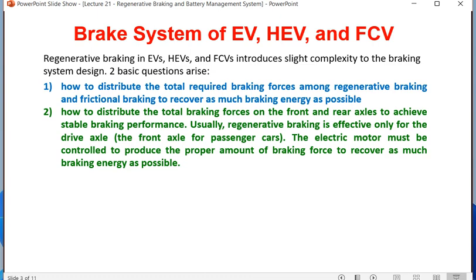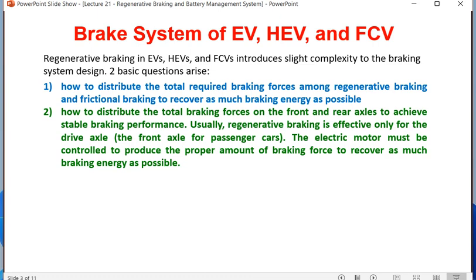But how much brake force should be applied in the front axle to the front wheels, how much brake force should be applied to the rear wheels, this is also another question. So all these things follow a certain algorithm, and the ECU decides how much brake force should be generated at the front wheel, how much should be generated at the back wheel. Generally we have seen in passenger cars, the front wheels have disc type of brake, and the back wheels have drum type of brake.